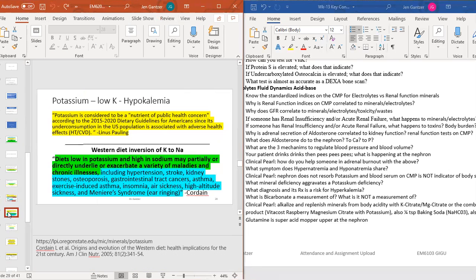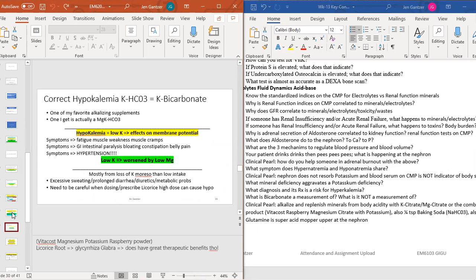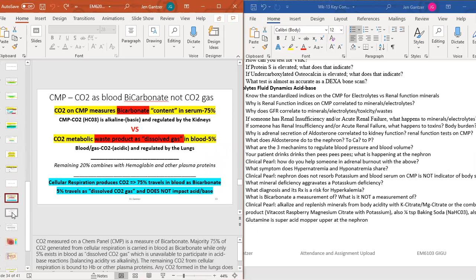Speaking of dehydration, very important is what does dehydration look like on your CMP? I know I have this coming up. I don't know if I passed it, but make sure that you know this. Dehydration is going to be a combination of, let's see if I have it somewhere.